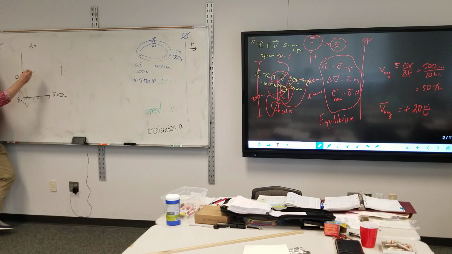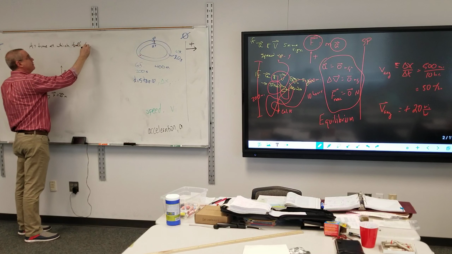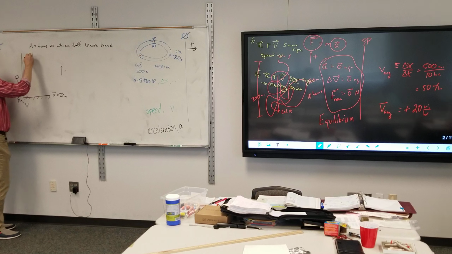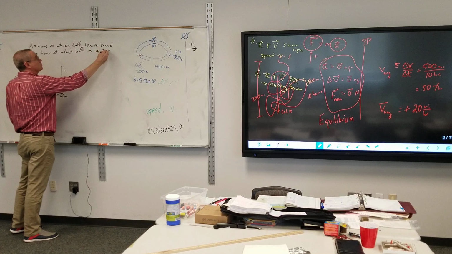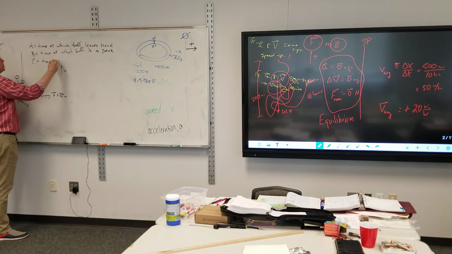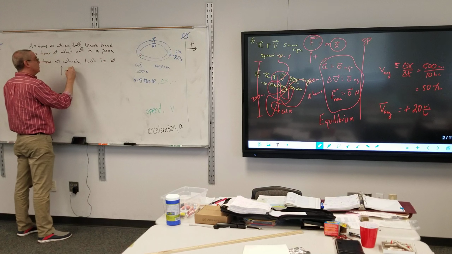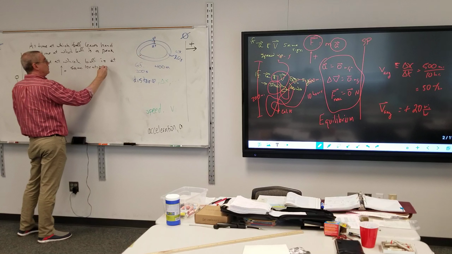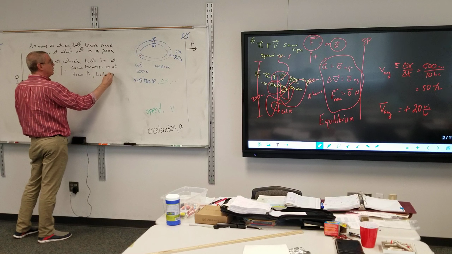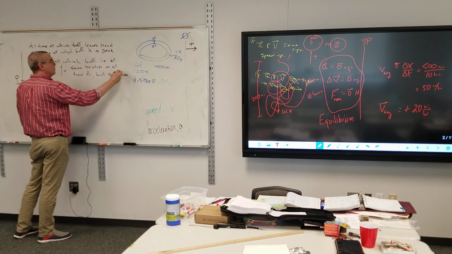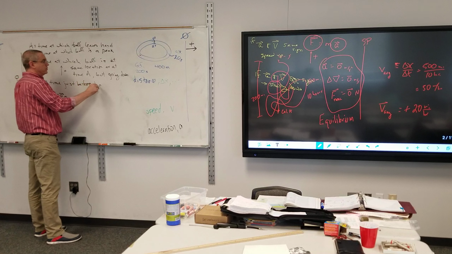So I'm going to label point A as the time at which the ball leaves the hand. B is the time at which the ball is at peak. C, the time at which the ball is at the same location as at time A, but going down. And D, the time just before the ball touches the ground.